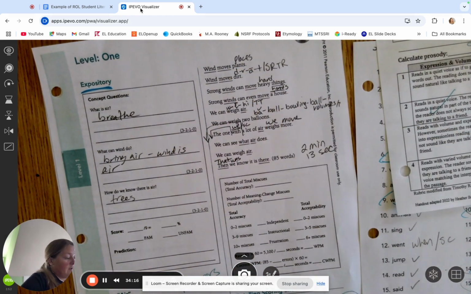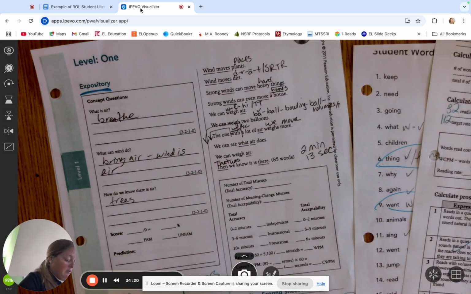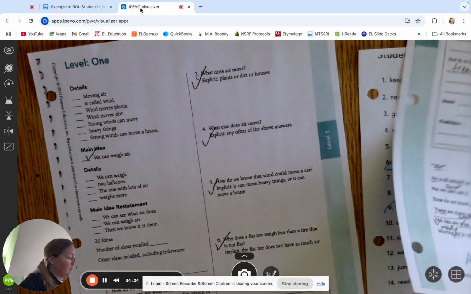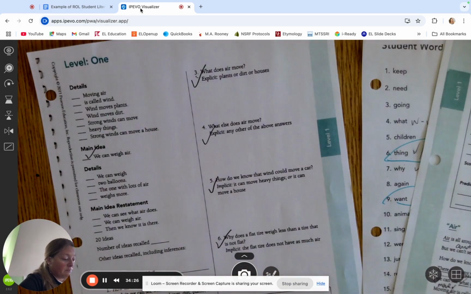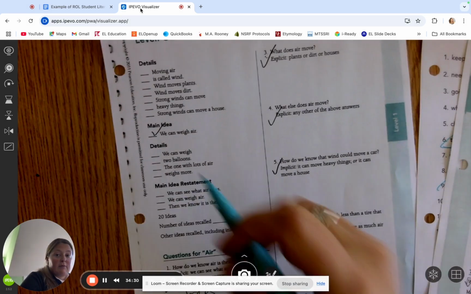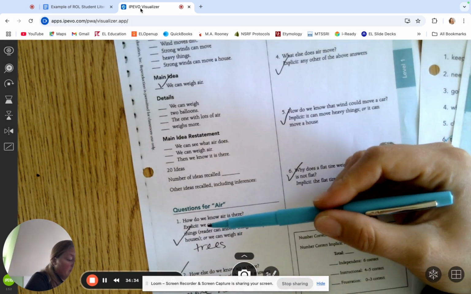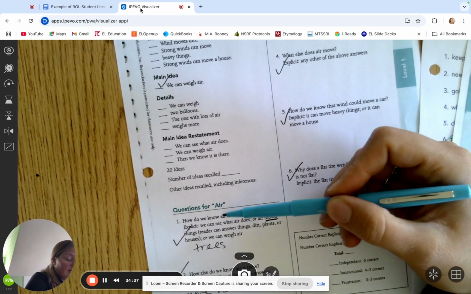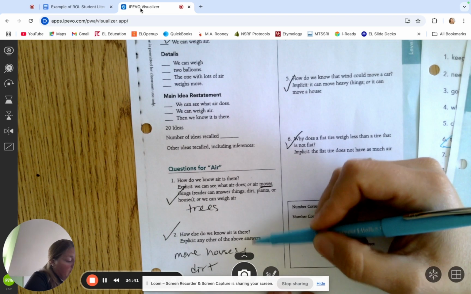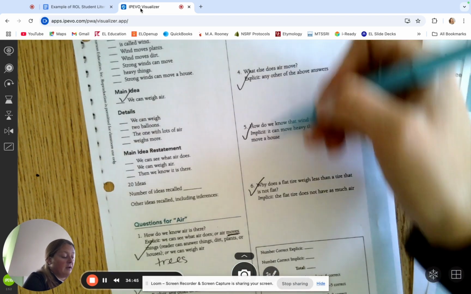So now the question becomes, we know his fluency isn't great, so how's his comprehension? When he was asked to give an oral retell, he was not able to recall much. He remembered that we can weigh air. But then when I asked him the very specific questions that we have from the QRI, how do we know air is there? How else do we know air is there? He was able to recall without looking back, and he got them all correct.